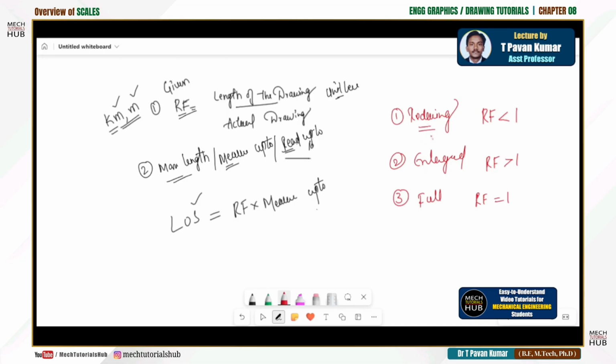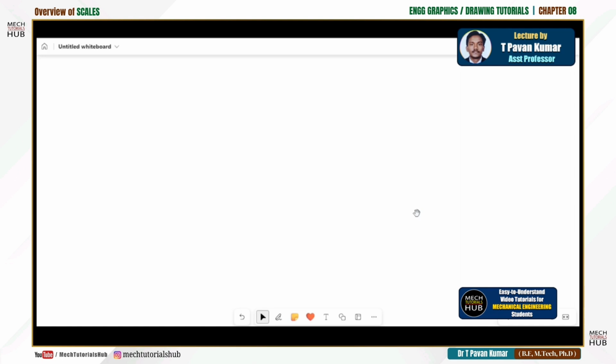Before, we have seen what is reduced, enlarged and full scale. Now, as we know what RF is, based on RF, if it is less than 1, it is reduced scale, greater than 1, enlarged, and if it is equal, then we call it full or same scale. Keeping this in mind, let us try to solve a few problems.